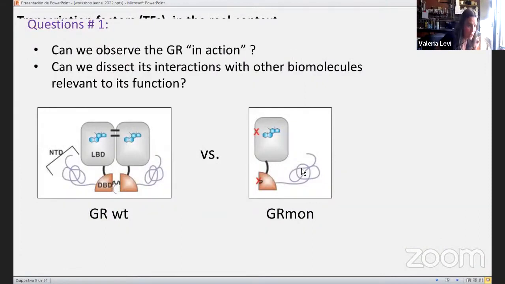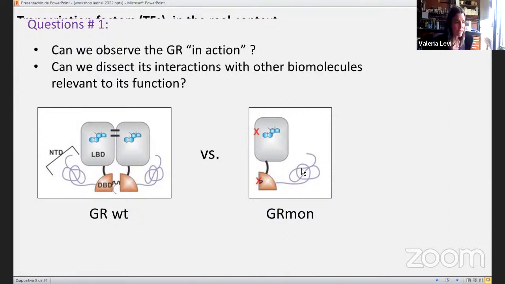Okay, so today I will try to show you how FCS can be used in certain biological problems. We are going to address two different questions. The first one is if we can observe the receptor in action, and the second is if we can dissect interactions between the receptor and other biomolecules that are relevant to its function.